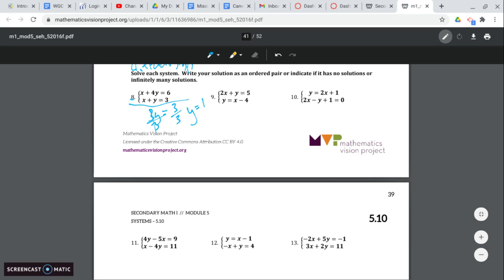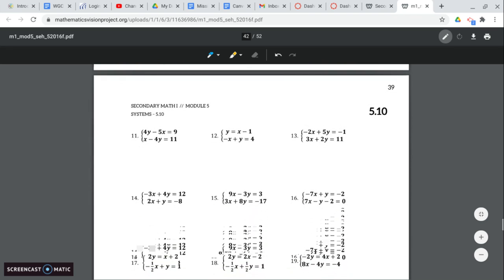Now we plug that back in. So I'm going to plug it into the bottom equation. So we have x plus 1 equals 3. So we have subtract 1, x equals 2. So our solution is the ordered pair (2, 1).